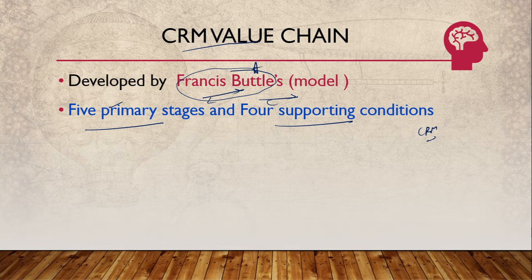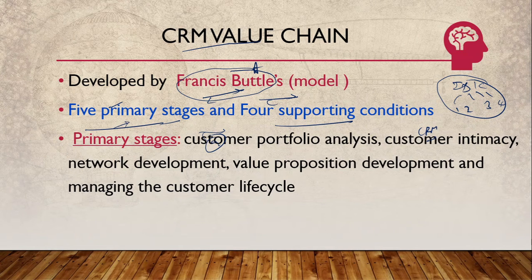So what are the 5 important stages? In the previous IDIC model, we have seen there are 4 stages, 1, 2, 3, 4, which is IDIC. Whereas the CRM value chain talks about 9 stages, in which 5 are the primary and 4 are the supporting conditions. So what are the primary stages?